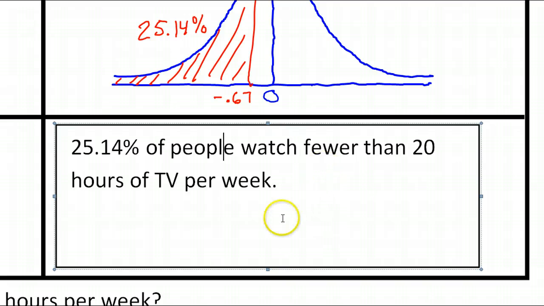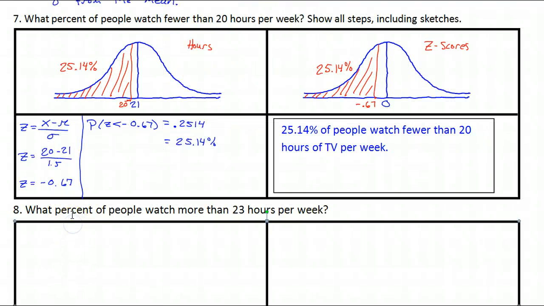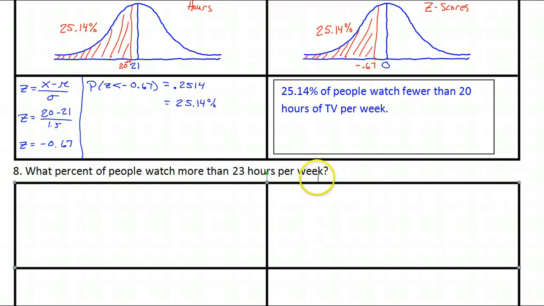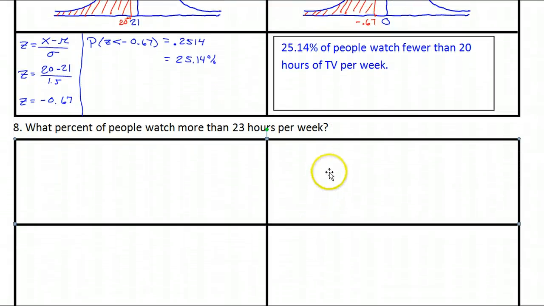Okay, and that's it. That's how you do these types of problems. Alright, so that was number 7. Let us move on to number 8, my friends. What percent of people watch more than 23 hours per week?